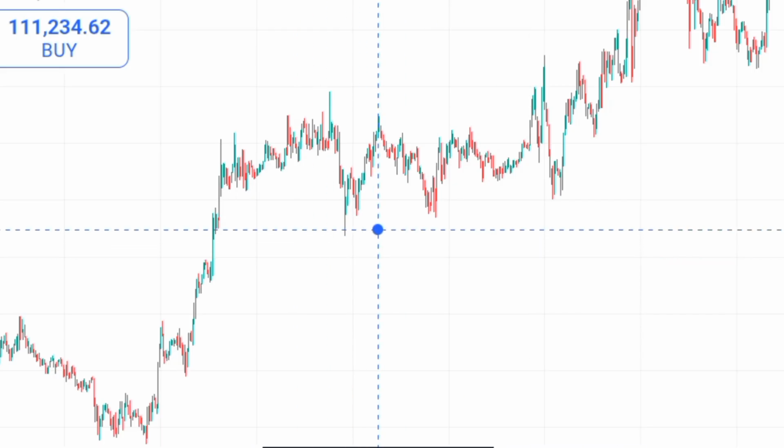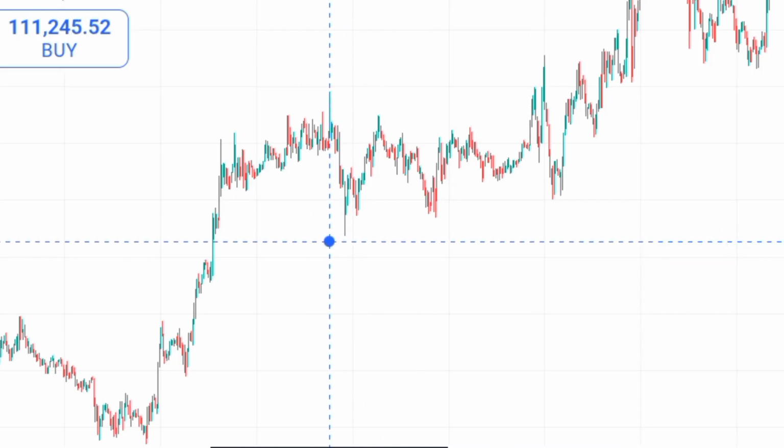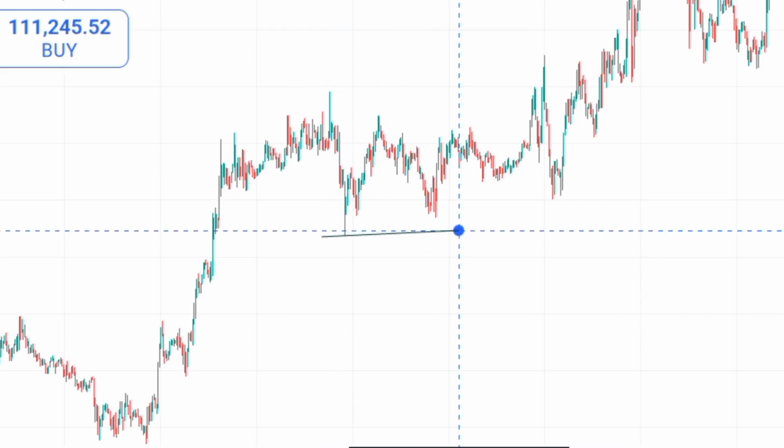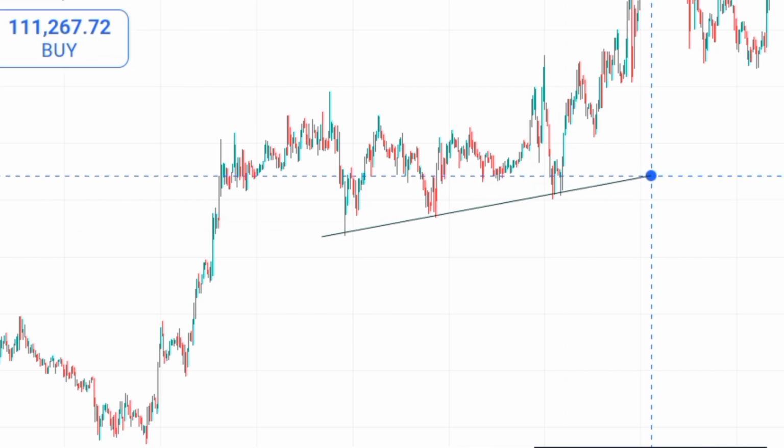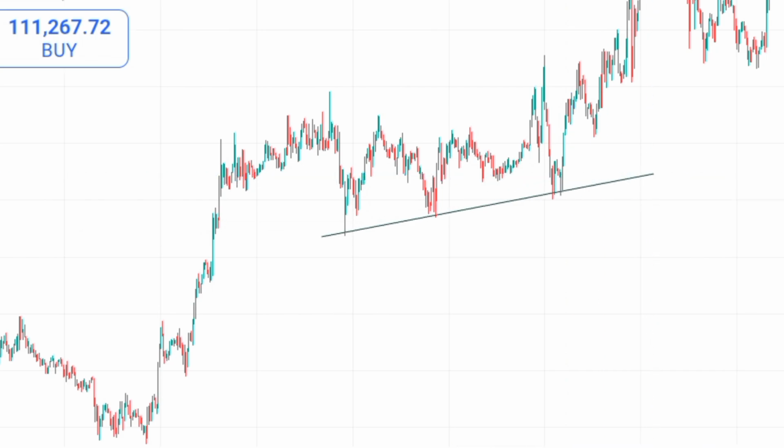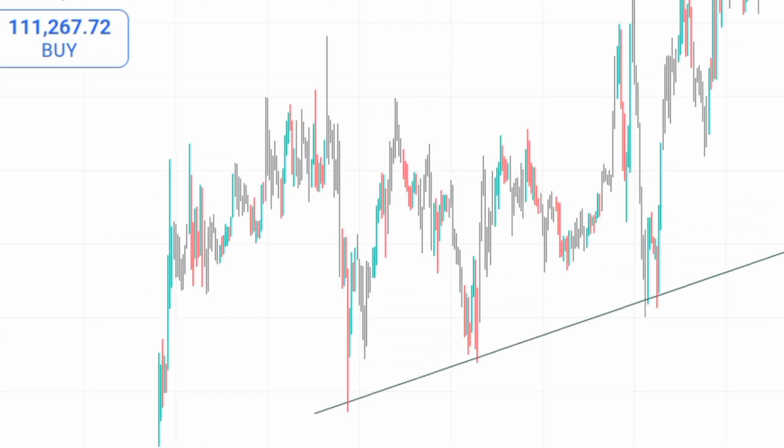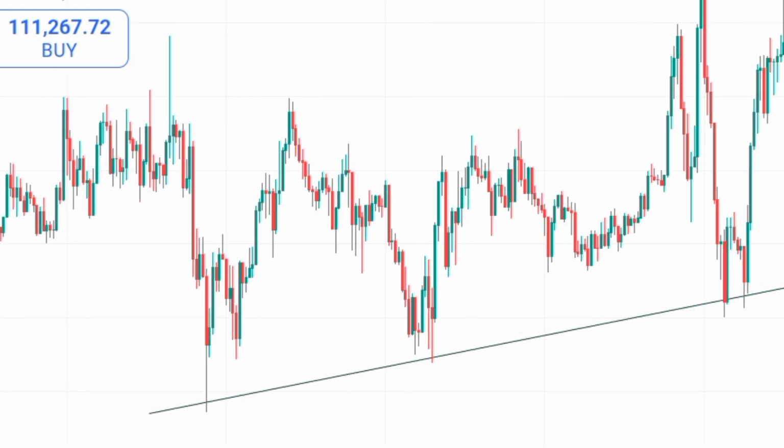So now, for example, here we had this. This was a high. This was a high. So now you connect these two, then you wait. So now you can see right here. Let's see right here, guys.